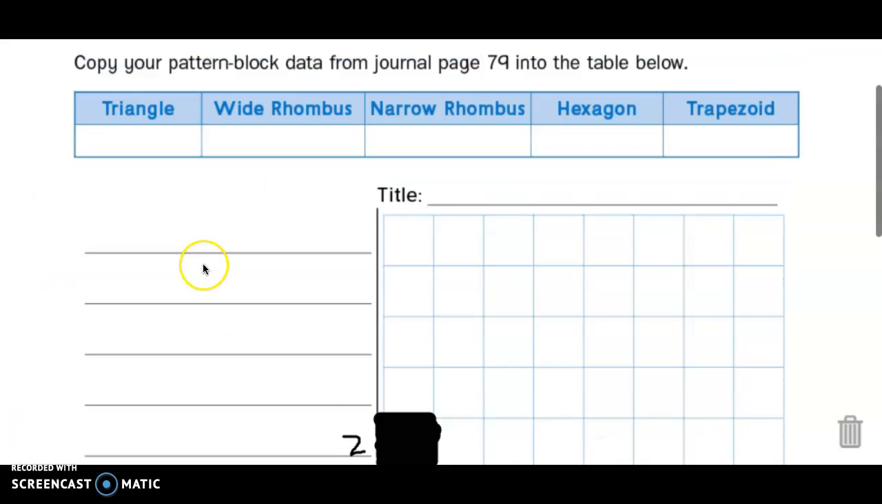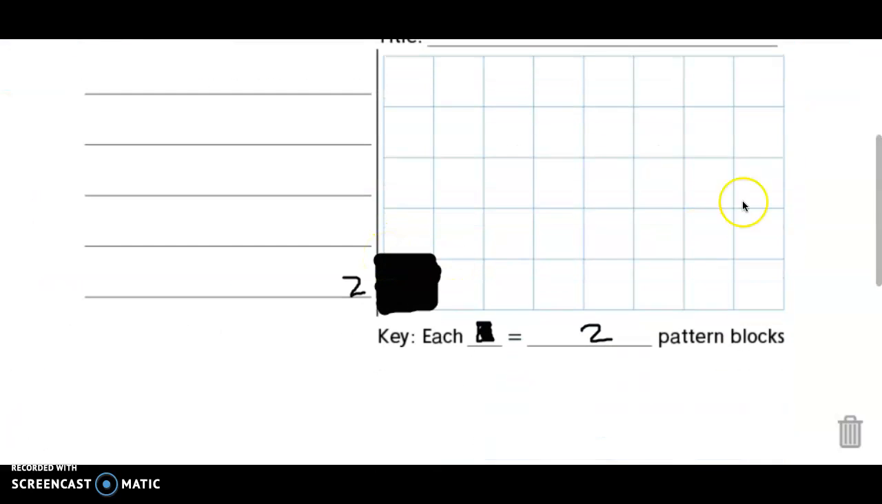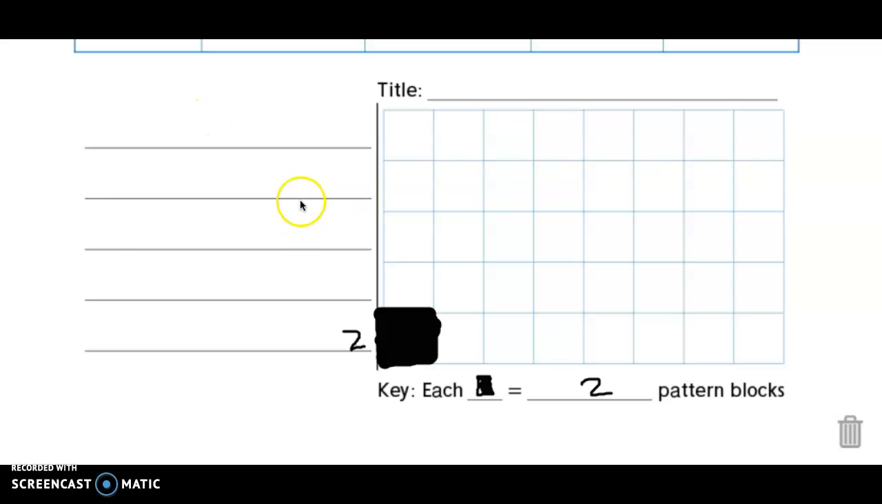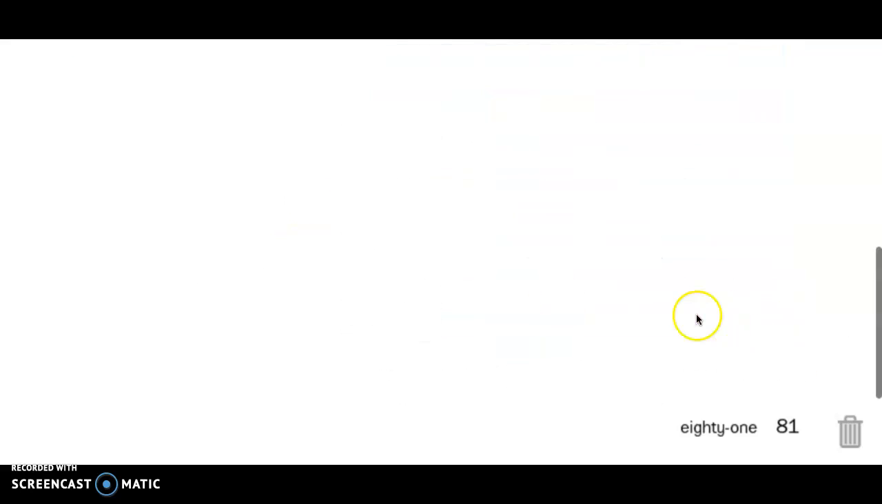So you write a question using this data, and when you have this all filled in and with your question, send a picture to your teacher and head on over to journal page 82.